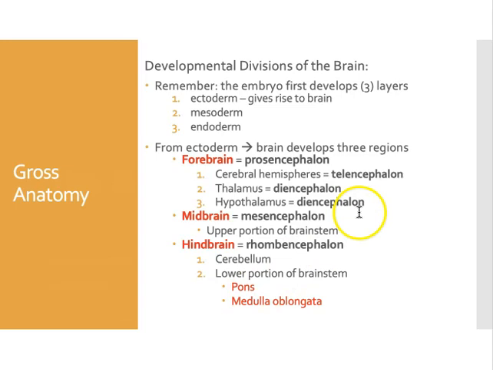Now, I've included some other terminology here, just so you're familiar with it. The forebrain is also referred to as the prosencephalon. The forebrain contains the cerebral hemispheres, the thalamus, and the hypothalamus. And you can see that those structures are sometimes referred to as telencephalon, that's the cerebrum, and diencephalon, those are the thalamus and the hypothalamus. The midbrain is composed of the upper portion of the brainstem.